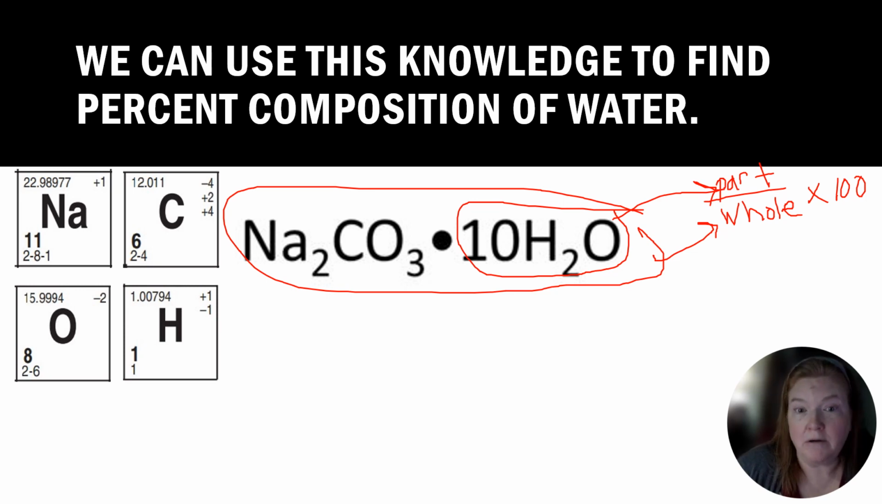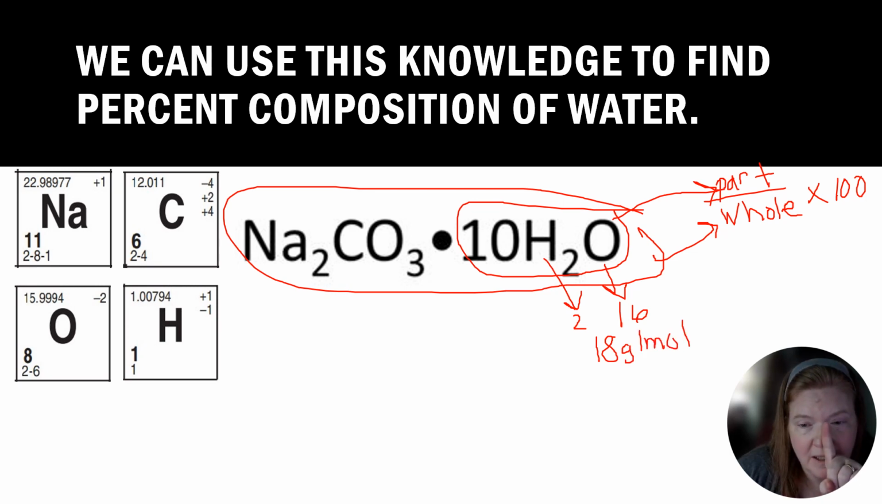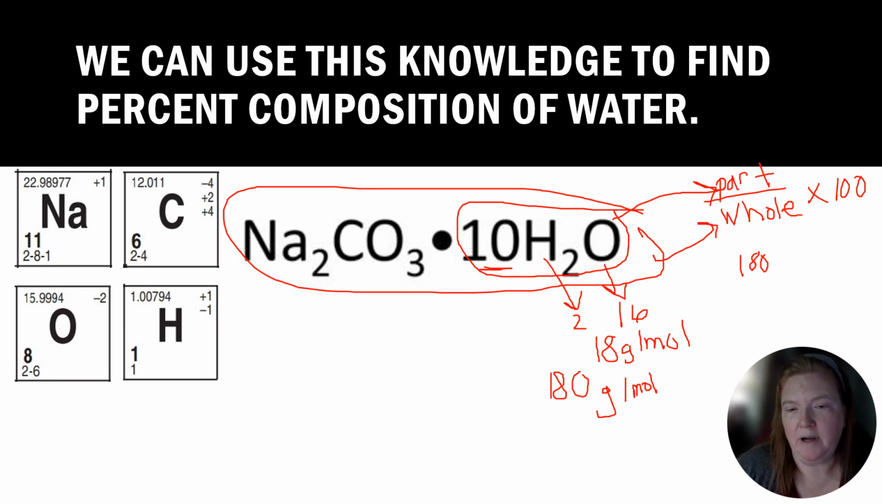So let's do the water part first. Okay, hydrogen's atomic mass is 1, but I have 2 of them, so that's 2. Oxygen's atomic mass is 16, and 16 plus 2 is 18. So 18 grams per mole is the molar mass of one single water. But I don't have 1, I have 10. So the molar mass of the water part is 180 grams per mole. So that's the part. So that goes up here, 180. All right, now what's the whole thing?